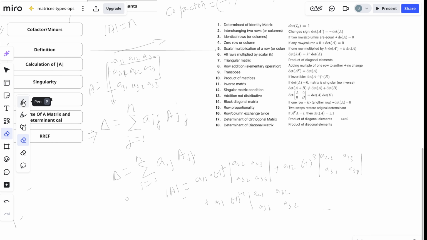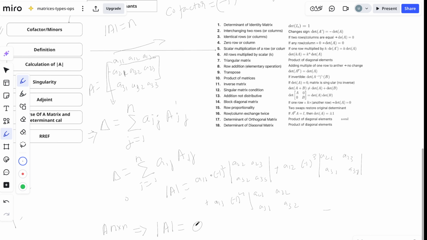So now an important concept that we would like to go forward with is understanding singularity. So what is singularity? Singularity of a determinant basically says that if you have a square matrix A of order n by n, then it is said to be singular if determinant of A is equal to 0, or basically the value associated with the matrix, the determinant that you are trying to calculate, is 0.